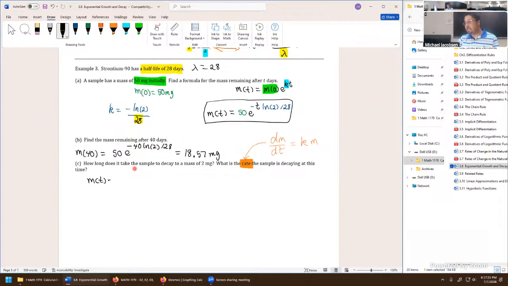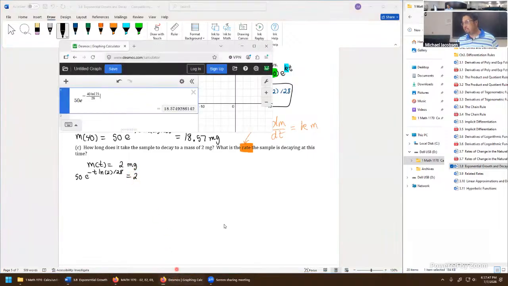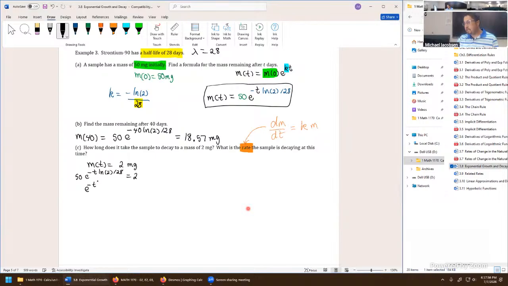So we want to solve mass at time t equals 2 milligrams. That's solvable for us due to part A because we have the entire model right here. So substitute that on the left-hand side of the equation. We get 50 e to the power negative t natural log 2 divided by 28 equals 2. And we'll solve it just like before. Take 2 divided by 50. I think that's 0.04. We have e to the power negative t natural log 2 over 28 is 0.04.